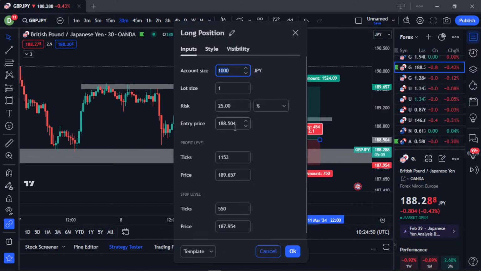My entry for you is to place a buy order at 188.504, and then your stop loss should be at 187.954, with your take profit at 189.657. So you can take a screenshot right now and use it later on.